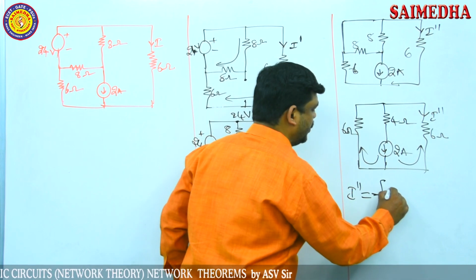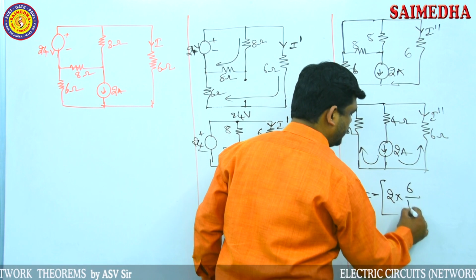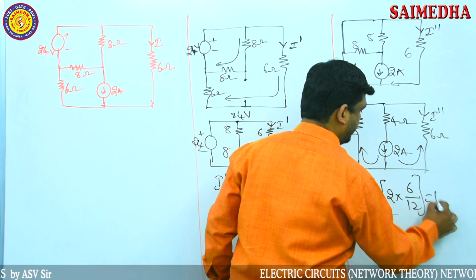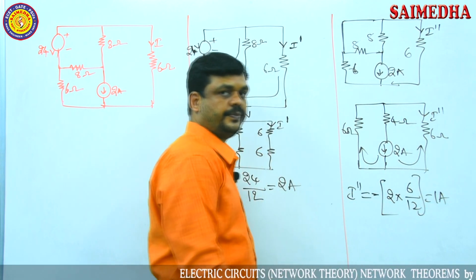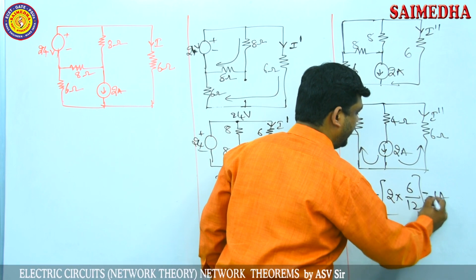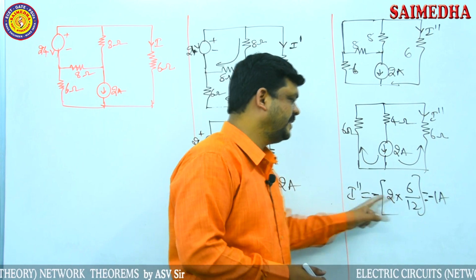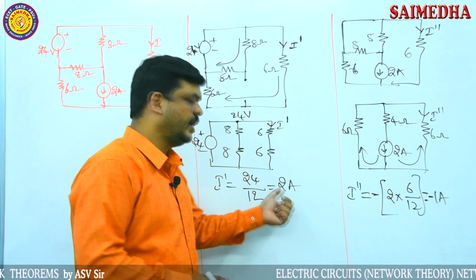Apply the current division theorem: total current into the opposite resistance divided by the sum of the two resistances. Then it becomes 1 amp here. So the 1 amp means minus 1 amp because the minus symbol is there. Minus 1 amp. Then write the total response. The individual responses are here minus 1 ampere and here 2 amperes.